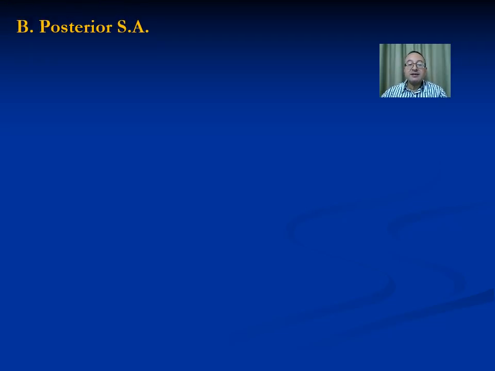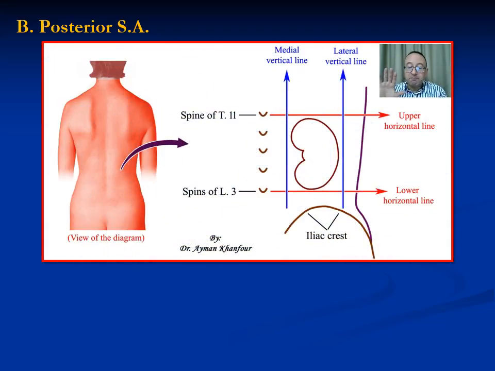What about the posterior surface anatomy? Now I'm looking from behind. I find that the region of the kidney is related to this rectangular area. That's why it is called Morris rectangle. This Morris rectangle is bounded by 4 lines. 2 of them are vertical and the other 2 are horizontal.